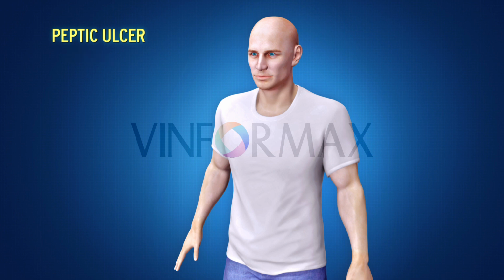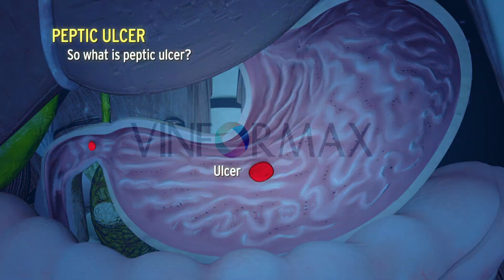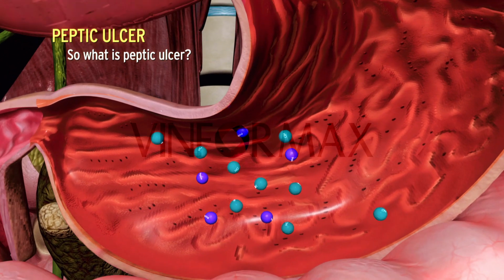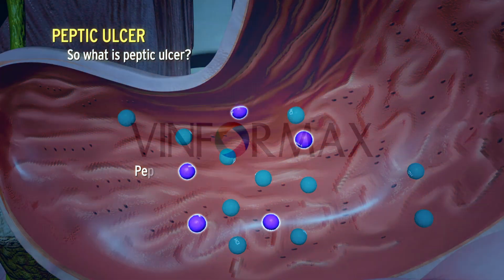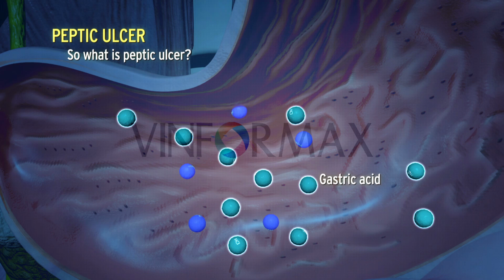Upon telling his history, the doctor recommended him endoscopy. Endoscopy revealed that David had peptic ulcer. So what is peptic ulcer? Ulcers which occur in the stomach and duodenum are called peptic ulcers. It is so named because these areas are exposed to pepsin and gastric acid.